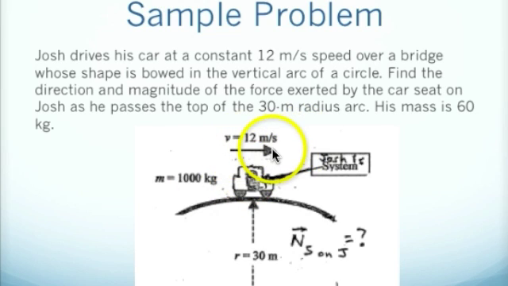And he's going this way at 12 meters per second over there. So just keep all of these factors in mind. These are our givens. And again, we are looking for the force that the seat exerts on Josh.